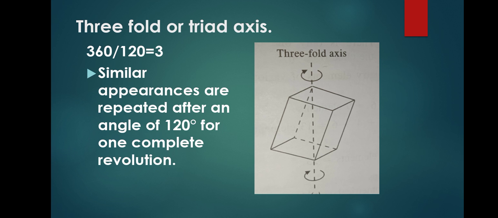Then threefold axis, which means triad axis. Here 360 divided by 120 equals 3, which means at every 120 degrees you can see the similar appearance within 360-degree rotation. So you will get three similar appearances within 360, such that similar appearances are repeated after an angle of 120 degrees after one complete revolution. You can see the diagram here.